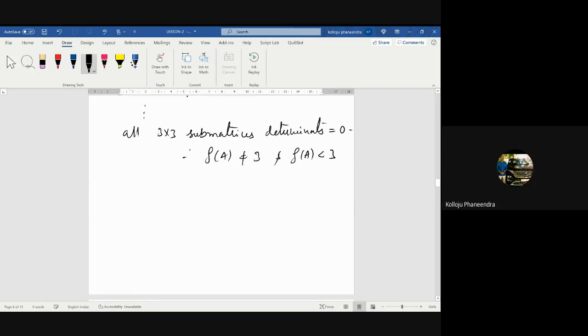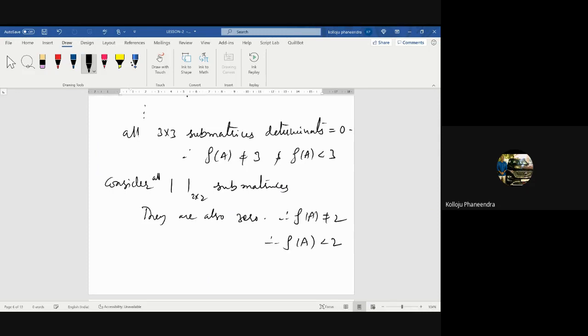Okay. Then what do we have to do? Consider 2 by 2. Consider the determinant of 2 by 2 submatrices. 0, sir. This is also 0. Yes, sir. Consider 2 by 2 submatrices. All 2 by 2 submatrix determinants are also 0. Therefore, rank of A is not equal to 2. Therefore, what is the rank of A? Less than 2. So that implies rank of A is what? 1. Rank of A is 1.